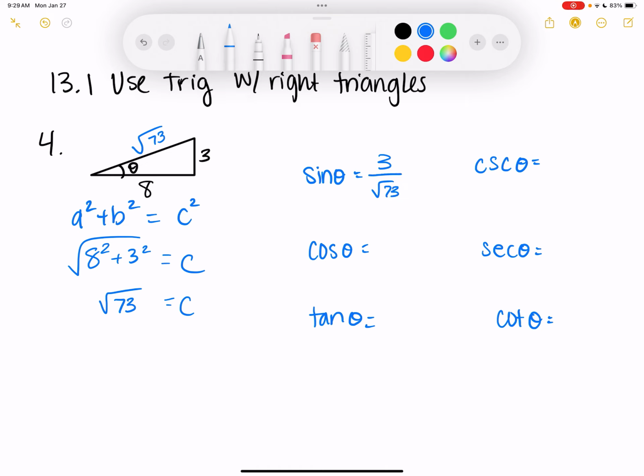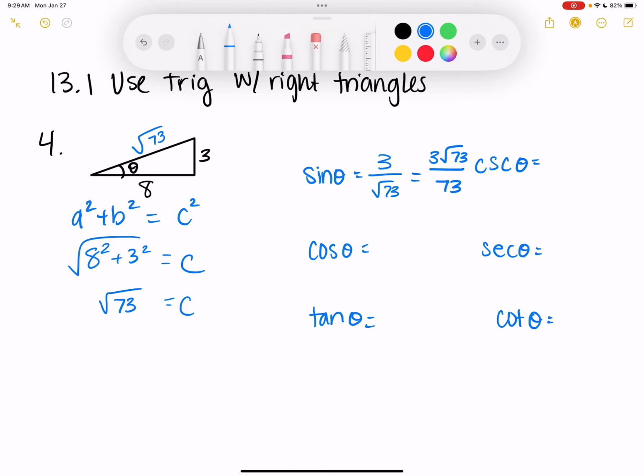Now, I cannot leave a radical on the bottom. What do I need to do? I need to rationalize it by multiplying top and bottom by the square root of 73. When I do that, on top I get 3 root 73 over 73. Is there a reason why it can't be on the bottom? It's just a rule that we can't leave radicals on the bottom. Somebody one year decided that we can't have radicals on the bottom, and we need to rationalize them.